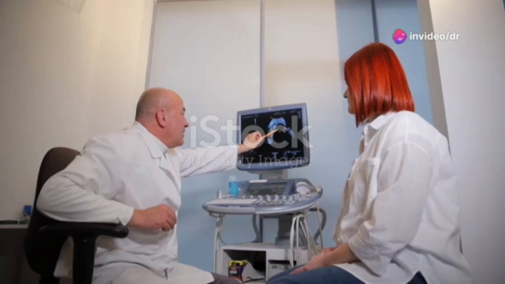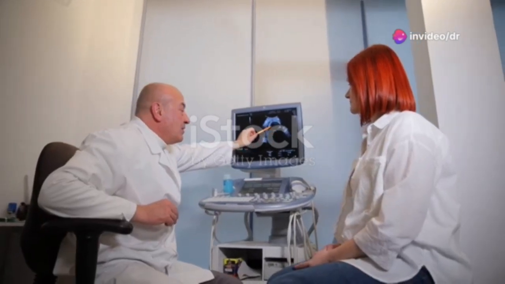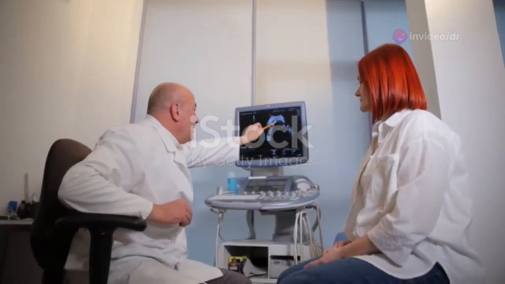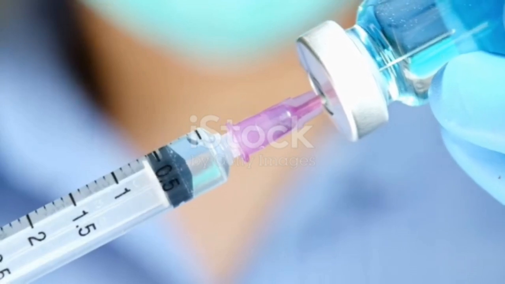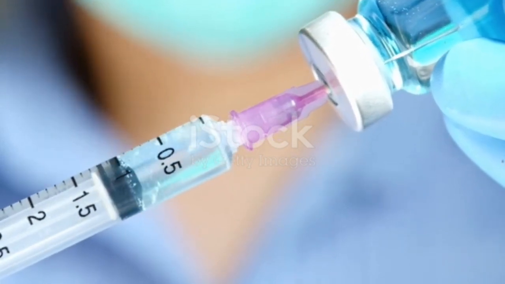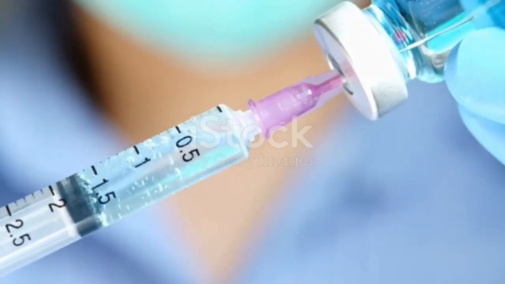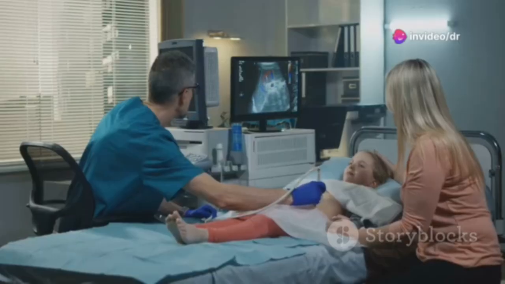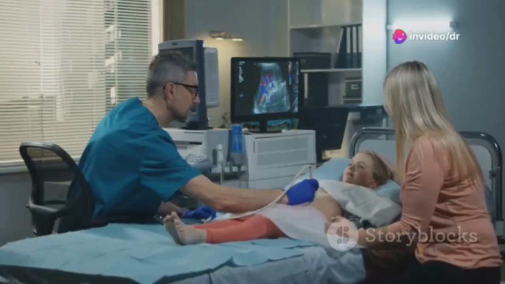The treatment of ectopic pregnancy depends on its size, location, and the woman's clinical stability. Medication. Methotrexate is often used to dissolve the ectopic tissue in cases where the tube hasn't ruptured and the pregnancy is small. It's a non-surgical option that requires close monitoring.